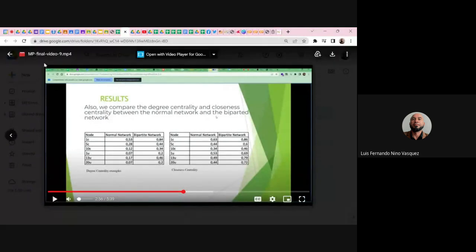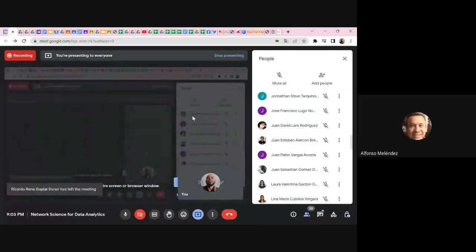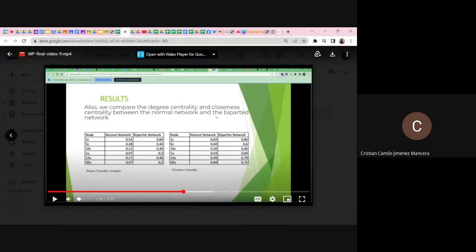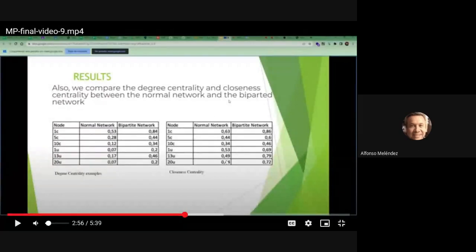Professor? Okay. You commented that you use a special library from networks. Yes, teacher. What library do you use? It is called bipartite. Okay. And it computes the centrality measures of a bipartite network. Different. Okay. So you can see maybe node 1C: if we apply the normal measures, it has 0.63, but with the bipartite measures, it is higher. Okay.